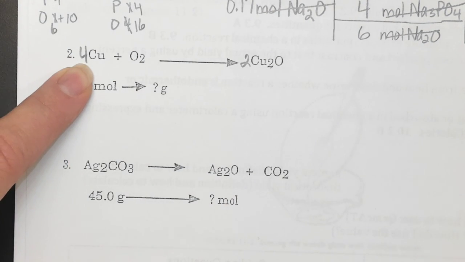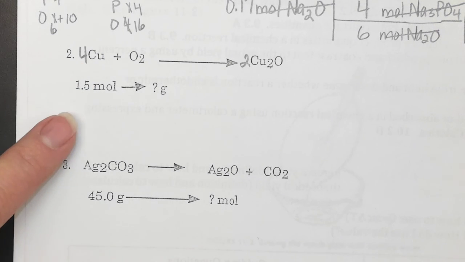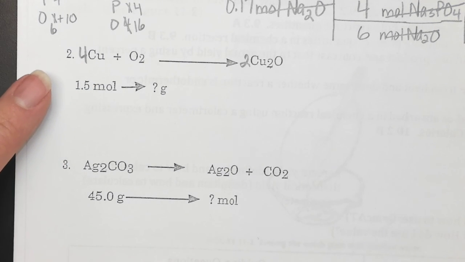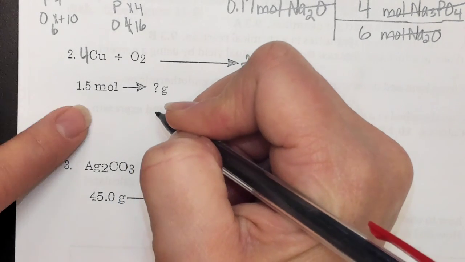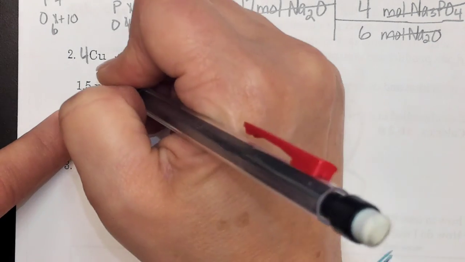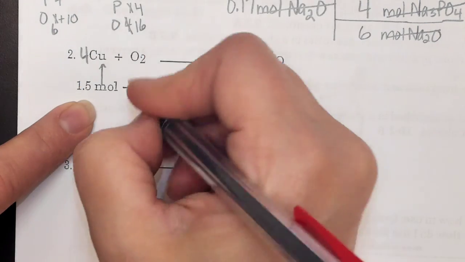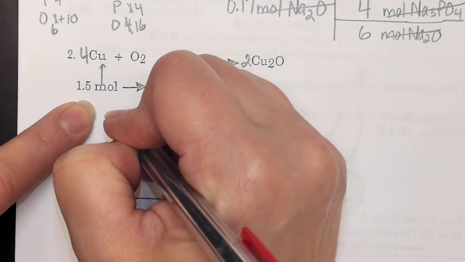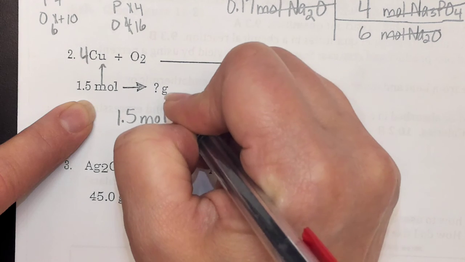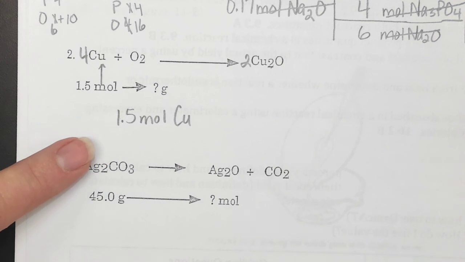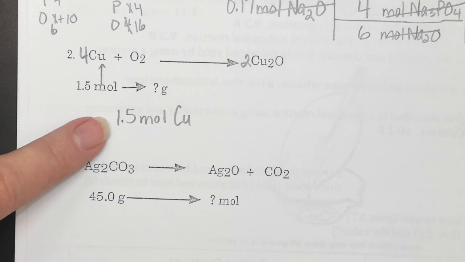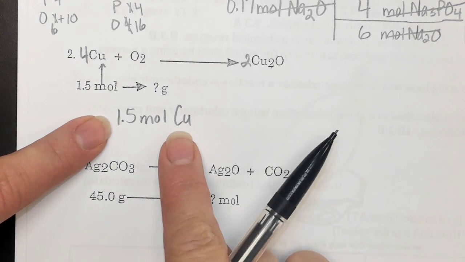We've balanced it. The second step is write down what you have been given. All right, Lillian, what did they give us in the problem? They told us information about copper. 1.5 moles of copper. I'm in moles, so I don't have to convert anything. I can go directly to the equation and convert from copper.